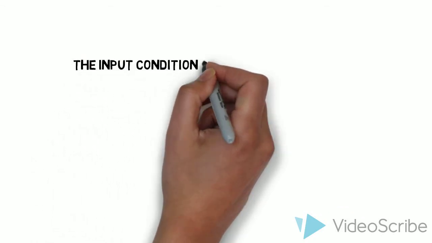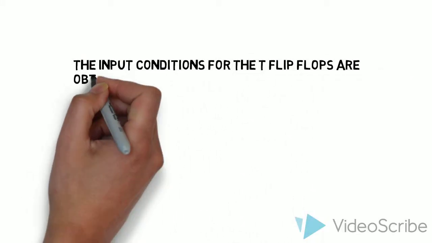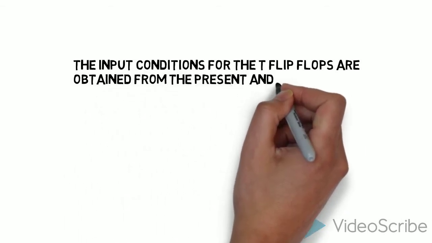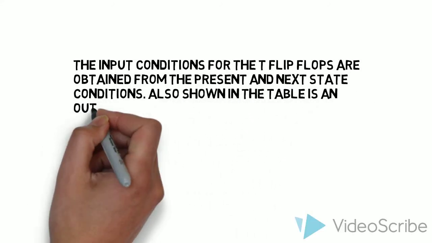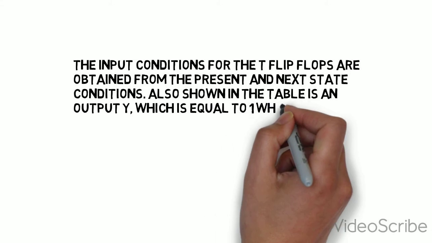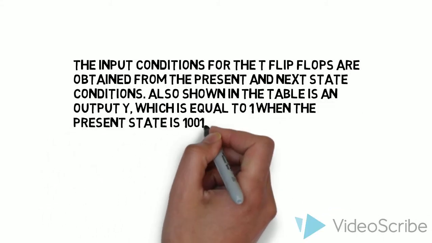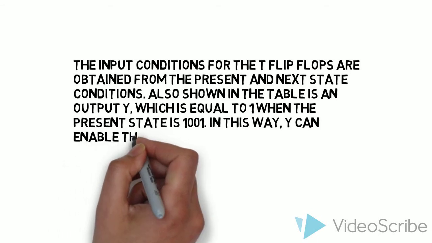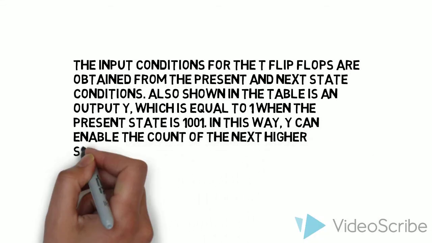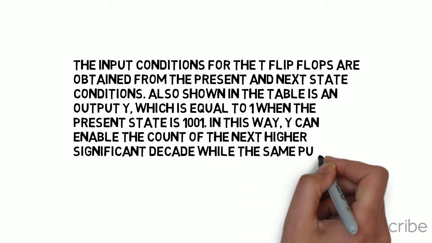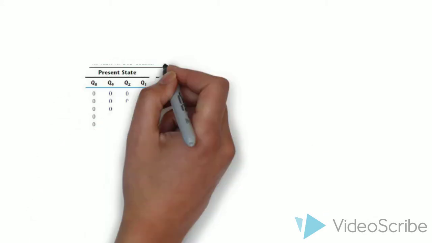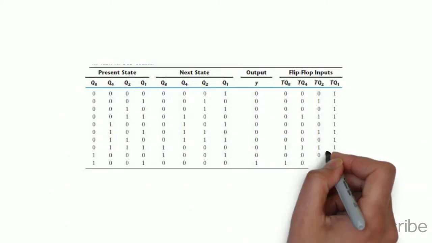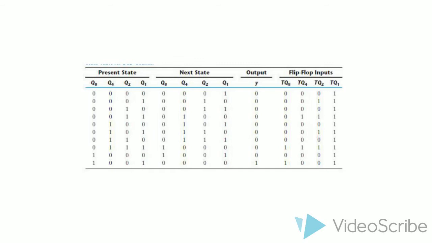Also shown in the table is an output Y, which is equal to 1 when the present state is 1001. In this way, Y can enable the count of the next higher significant decade, while the same pulse switches the present decade from 1001 to 0000. The flip-flop input equations can be simplified by means of maps. But first, we will need to see the table. And here we have the table for the BCD counter.